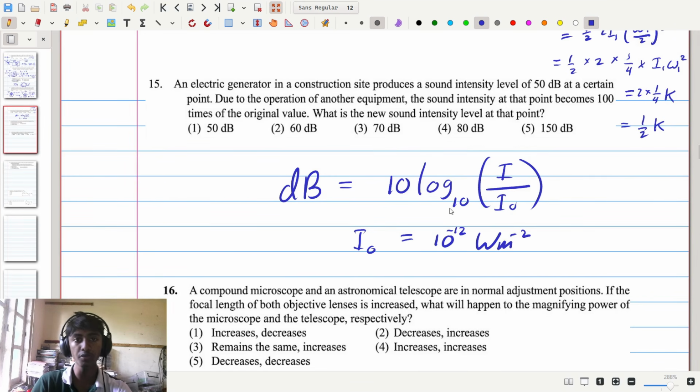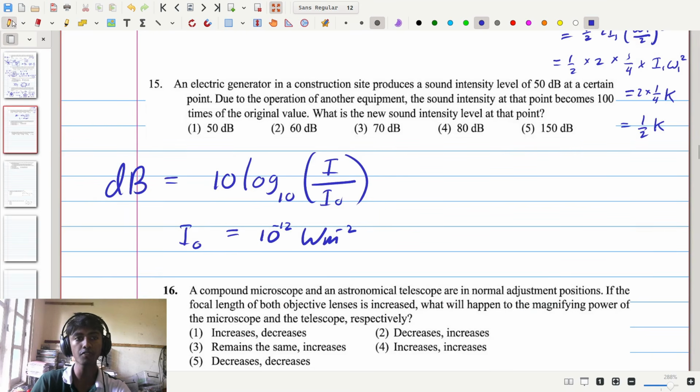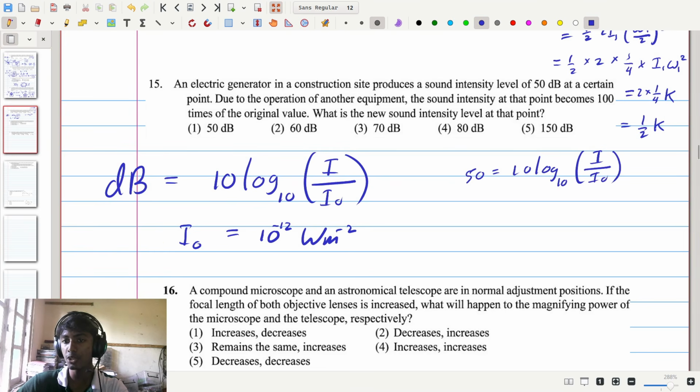Now to answer this question, we need to understand that 50 decibels here corresponds to 10 times the logarithm base 10 of some initial intensity I divided by I0, and when we use this other equipment, it becomes 100 times, and therefore our new level, let's say I dash decibels, is equal to 10 times the logarithm base 10 of the new intensity of 100 times I divided by I0.